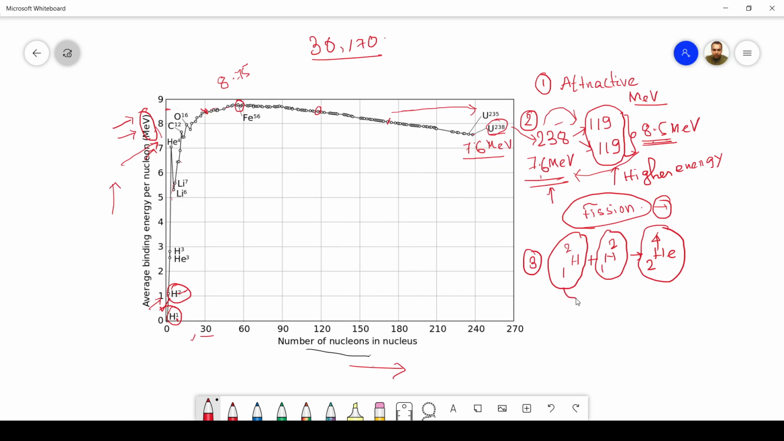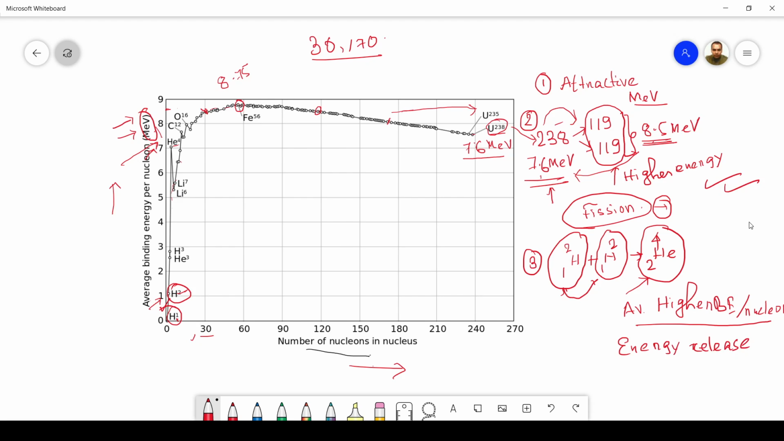So when you combine two hydrogen nuclei, you get a heavier nucleus in the form of helium, but from this plot we can see that helium 4 has a higher average binding energy per nucleon. So in this process also, what will happen? Energy will be released, just like in the previous process.